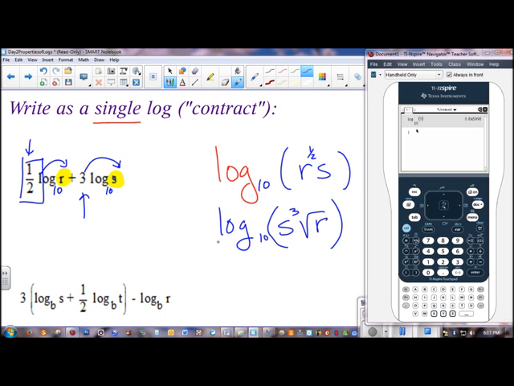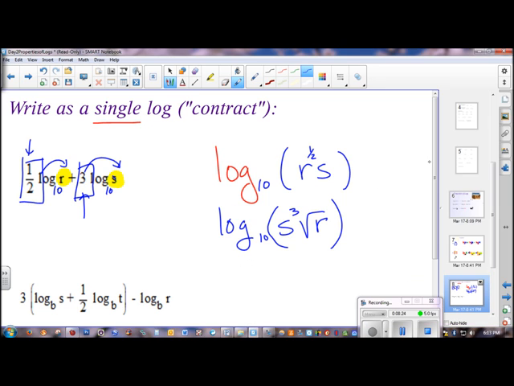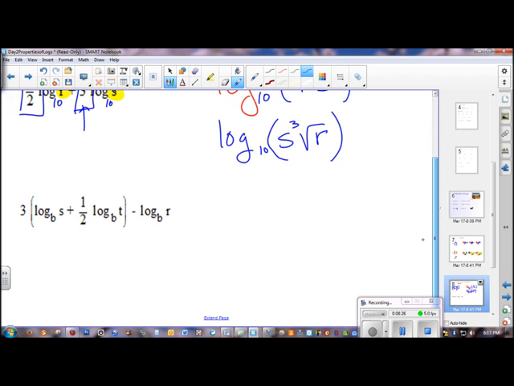So check all 3 things. Take care of pluses, take care of minuses, and take care of any coefficients that you see. We had 2 coefficients we had to move up as exponents. And recall that you're not allowed to have fractional exponents in an answer. Moving on down to the second one here, a little bit more work going on.